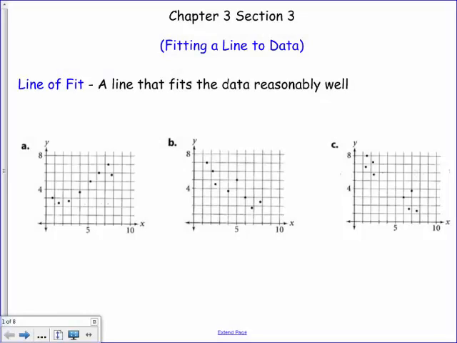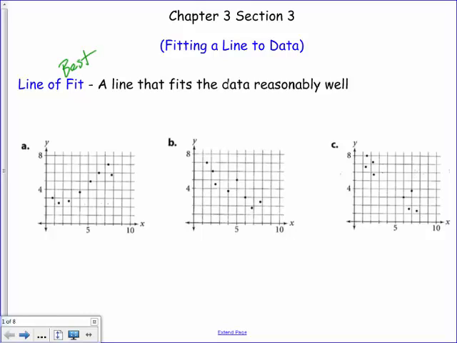All right, so let's get into actually fitting a line to our data. So line of fit, that's what we're going to deal with. We're going to draw lines of fit into our data that we graph. And a line of fit is a line that fits the data reasonably well. Sometimes they call this the line of best fit as well.